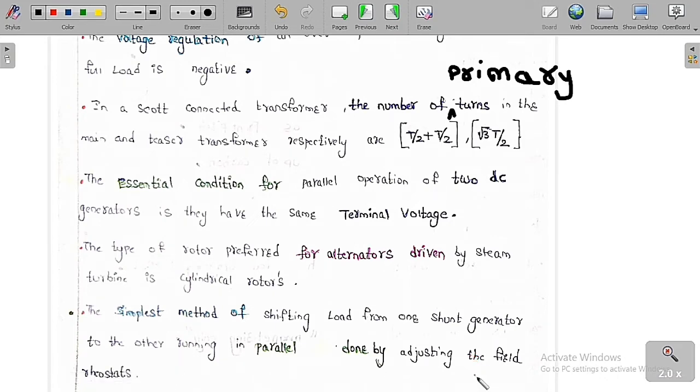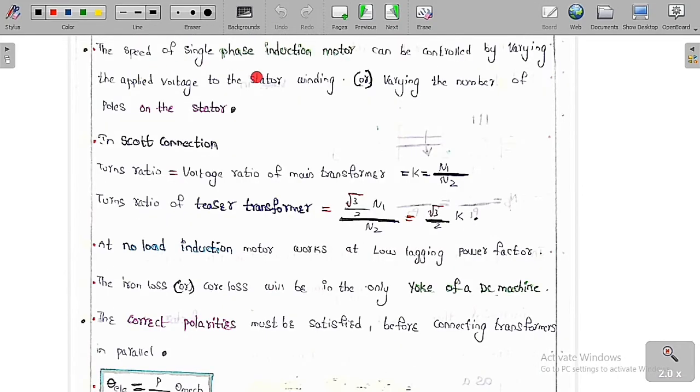The speed of a single phase induction motor can be controlled by varying the applied voltage to the stator winding or varying the number of poles on the stator. These things are only told in the induction motor concept.